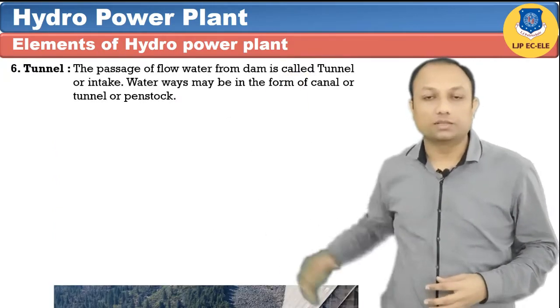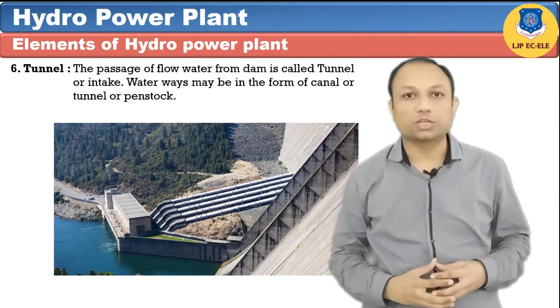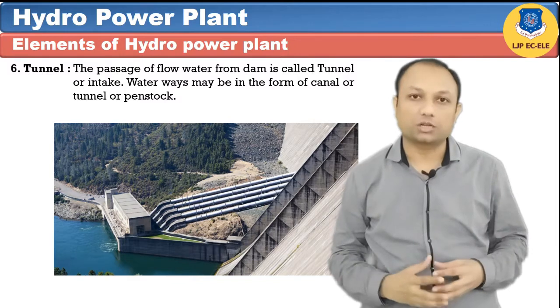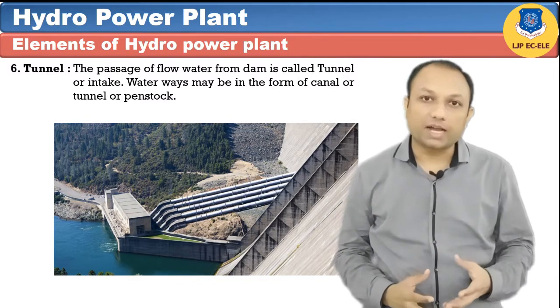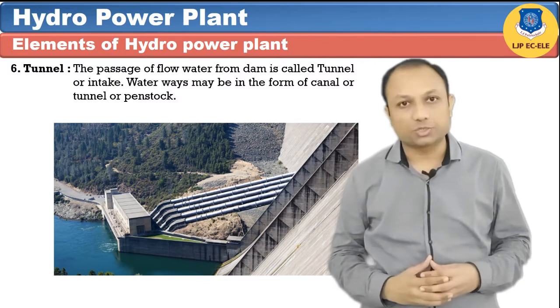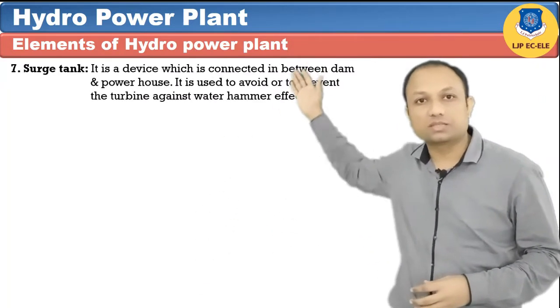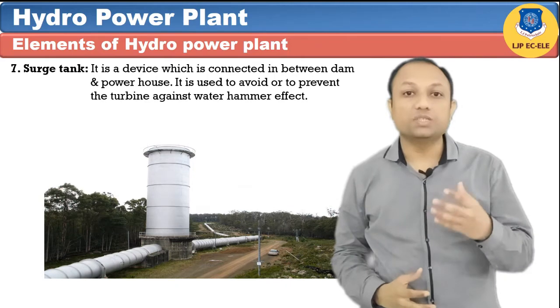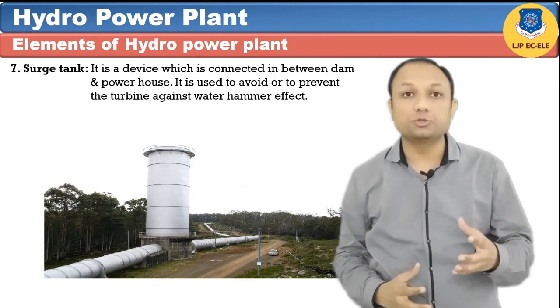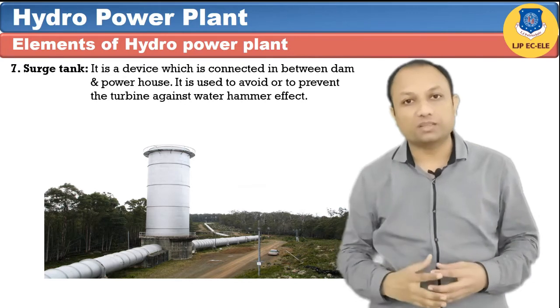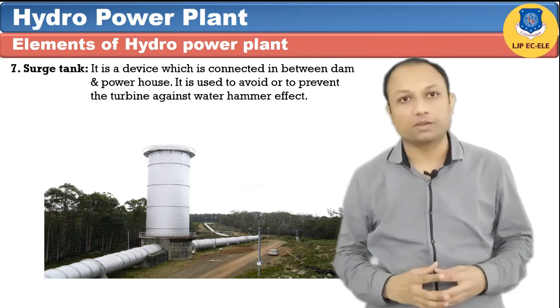Sixth, tunnel. So the passage of flow water from the dam is called the tunnel or intake. Waterways may be in the form of canal or tunnel or penstock. Seventh, surge tank. It is a device which is connected in between dam and powerhouse. It is used to avoid or to prevent the turbine against the water hammer effect.